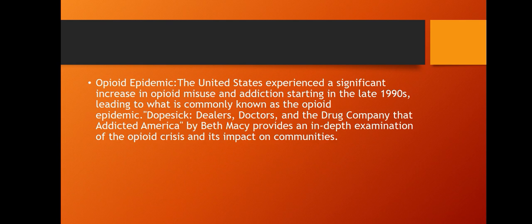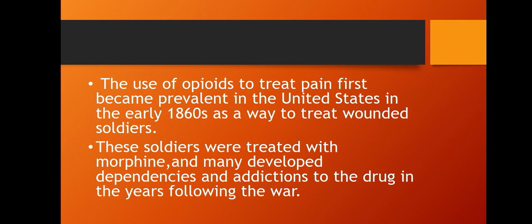The use of opioids to treat pain first became prevalent in the United States in the early 1860s as a way to treat wounded soldiers. These soldiers were treated with morphine, and many developed drug dependencies and addictions to the drug in the years following the war.